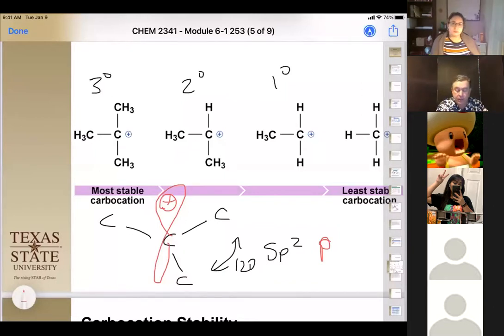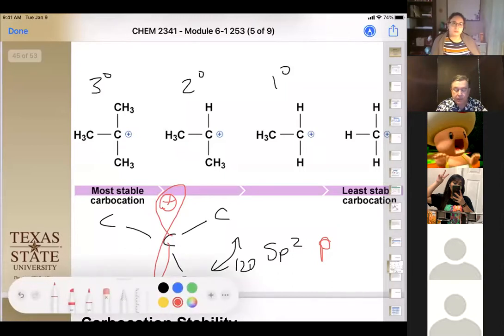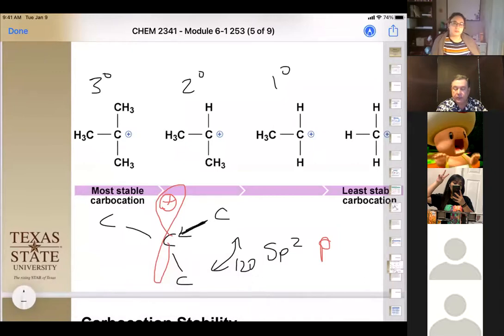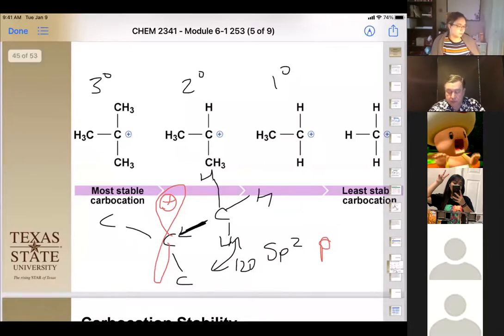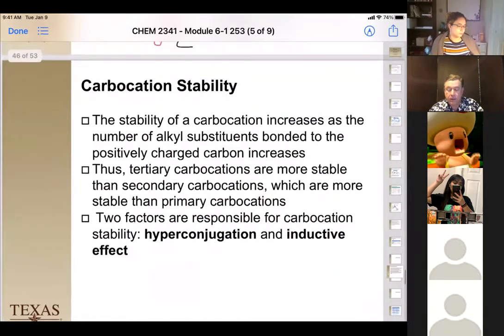Okay, so our stability has everything to do with both the carbons attached to the center, as well as the hydrogens attached to the carbon here. Okay, so there's two effects that help stabilize that carbocation. The first effect is what we call the inductive effect. The more things you have attached to that carbocation that can donate electron density to that positive charge, the more stable it is.